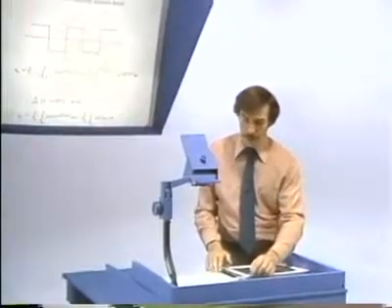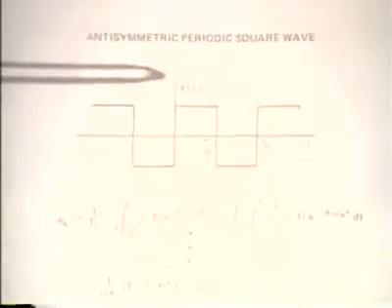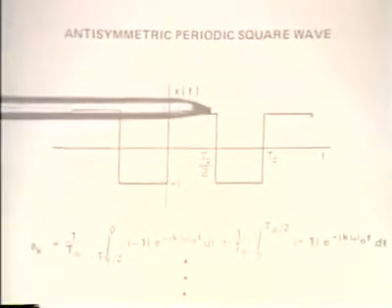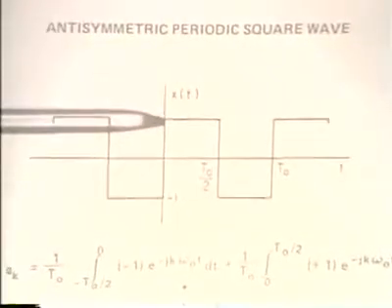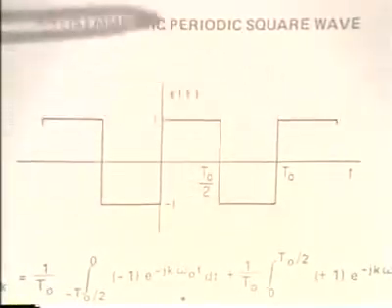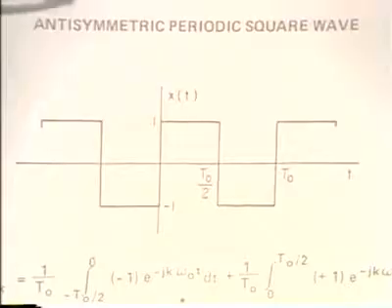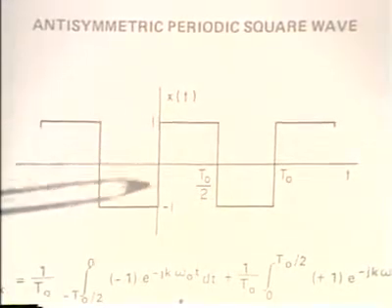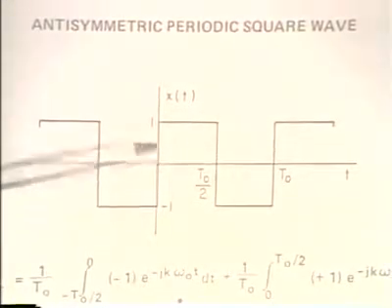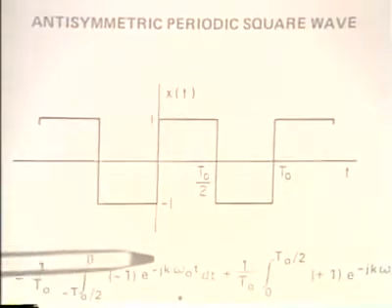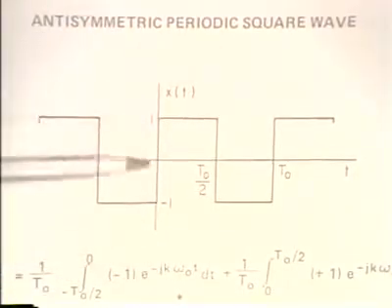what I refer to as an antisymmetric periodic square wave. Periodic, of course, because we're talking about periodic signals, square wave referring to its shape, and anti-symmetric referring to the fact that it is an odd time function. In other words, it is anti-symmetric about the origin.